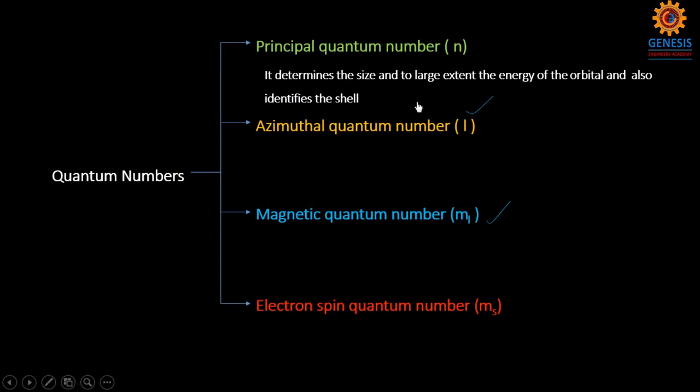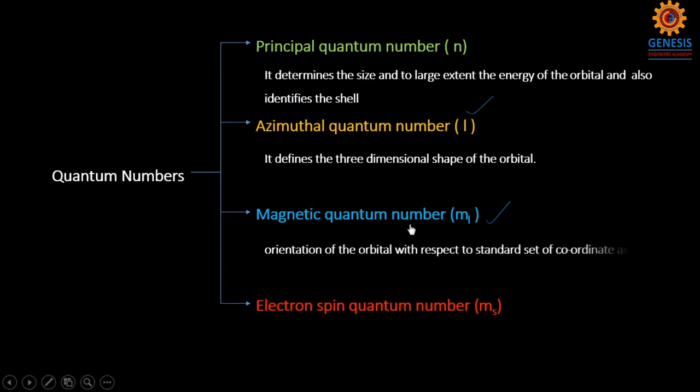Next, what is the azimuthal quantum number? This is also called angular momentum. It defines the 3D shape of the orbital, whether it is an s orbital, p orbital or d orbital. The third is the magnetic quantum number. This is the orientation of the orbital with respect to a standard set of coordinate axes, that is x, y, z. So they are oriented, that is given by the magnetic quantum number.